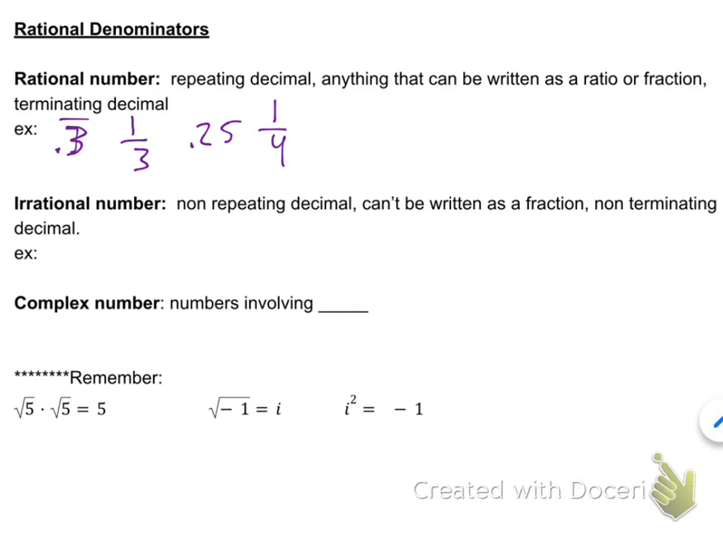Irrational numbers are basically the opposite of everything that a rational number is. It's a non-repeating decimal. It can't be written as a fraction. And it's a non-terminating decimal. So when we say non-repeating decimals, it means it's also non-terminating.